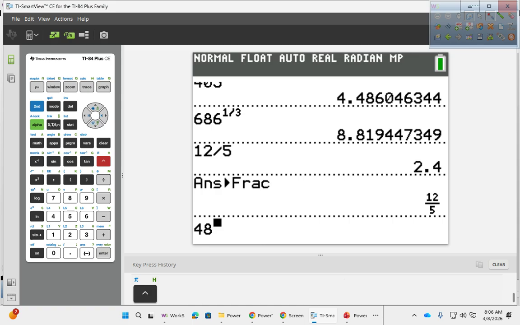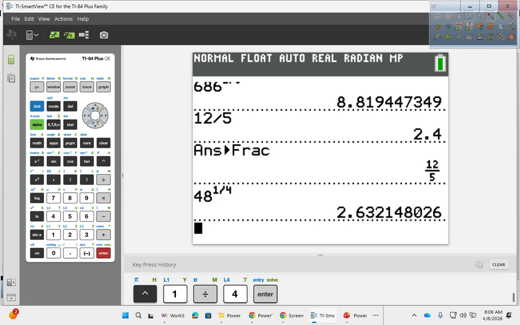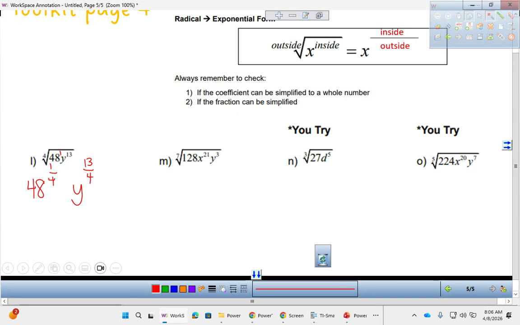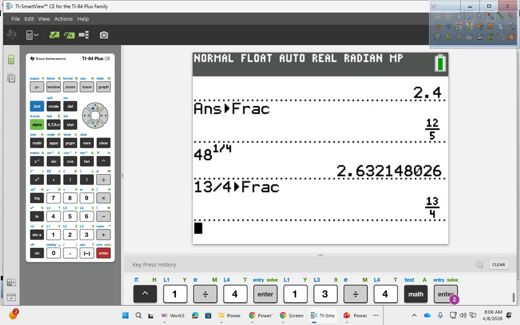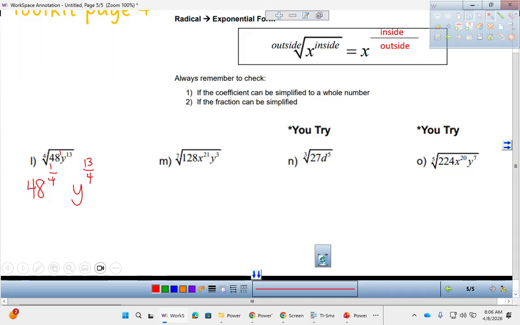48 to the power of 1/4. It doesn't simplify, so I'm going to leave the 48 to the 1/4 alone. For variables, I'm just going to check on that fraction. So 13 divided by 4, math, enter, enter. That doesn't simplify either. That means that this is done.